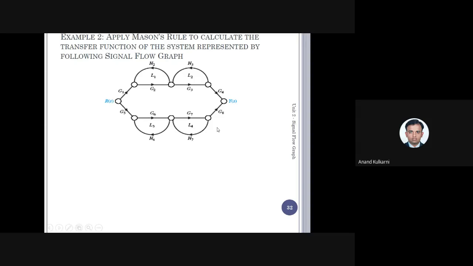I hope you have noted down. Just see the first part. As the first step, we need to identify the forward paths. There are two forward paths. One is G1, G2, G3, G4. The other is G5, G6, G7, G8. This is the second forward path.